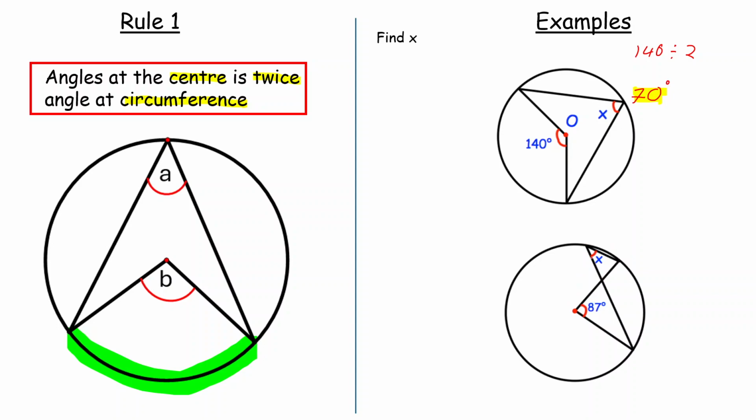So to get x this time, we've got to take that 87 and halve it, divided by 2. Half of 87 is 43.5 degrees. Because the angle at the center, 87, is twice the angle at the circumference. This one is the circumference angle, so there we go. That is our answer. That is a tricky one to put in there straight away, but that is the reality of what they can ask in exams, so we need to be aware of that.